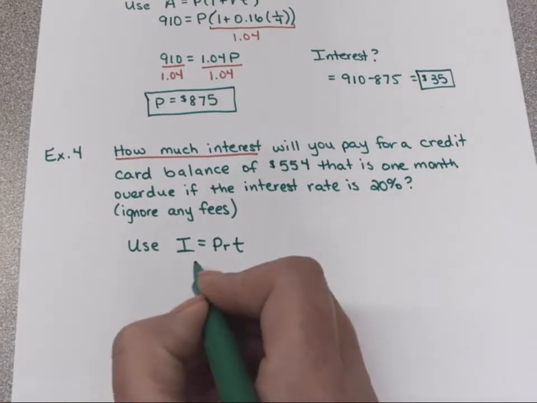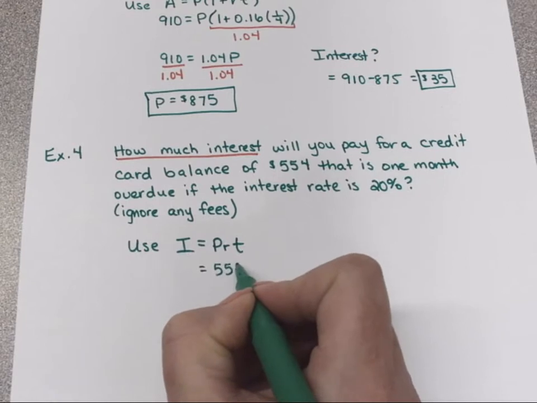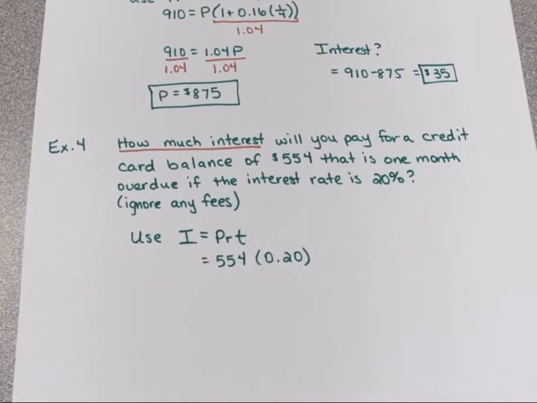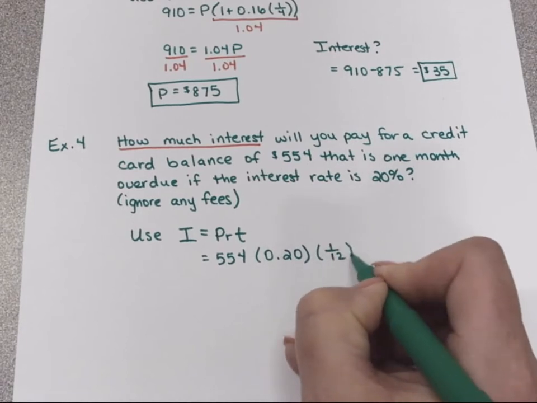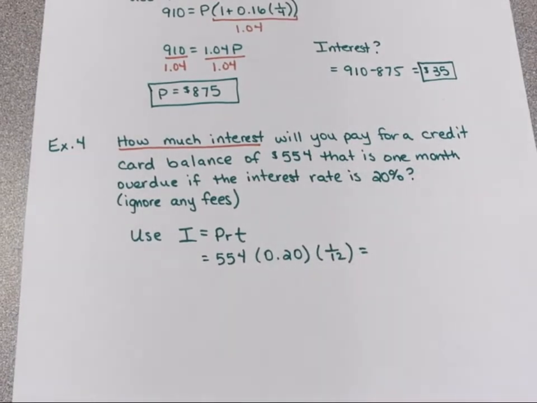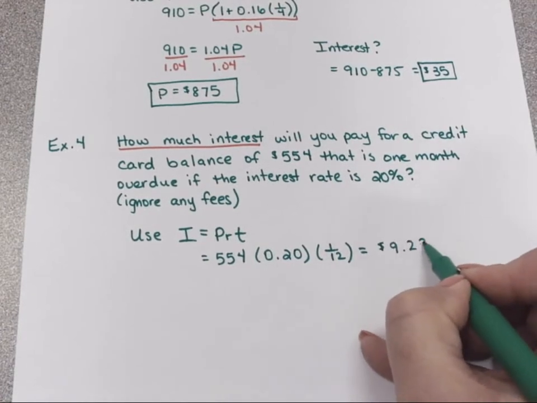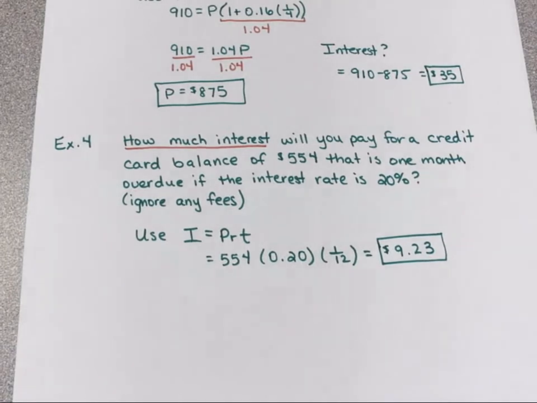All right, so my principal, or what I owed, was $554. The interest rate I'm going to pay is 20%. If it's 1 month, I need to change that into years. So what would 1 month be in fraction form? 1/12. So if you multiply all of that out, it might not sound like a lot, but $9.23 would be just what your extra interest would be.